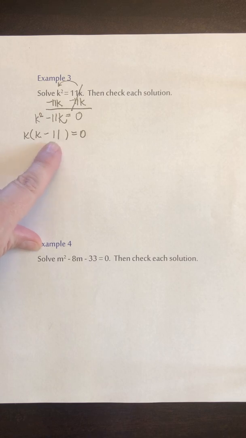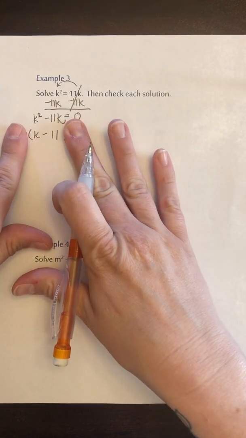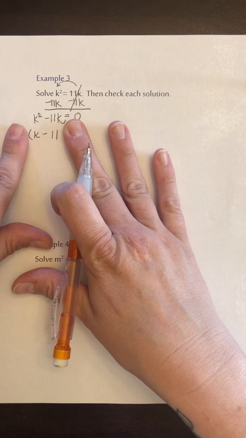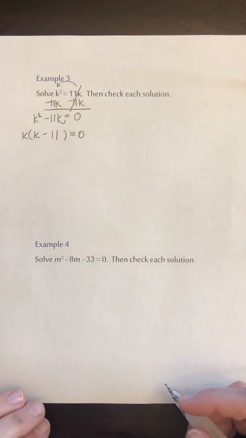Then I would look, and this is what we did in the first part of the chapter, and I would say, can I take that k minus 11 and factor it any further? Well, it's a binomial, which means it has two terms. So what do we look for? We look for the pattern called difference of squares. Is k minus 11 a difference of squares? No, it's a difference, but k and 11 are both not perfect squares. So this is as far as you can go with factoring it.